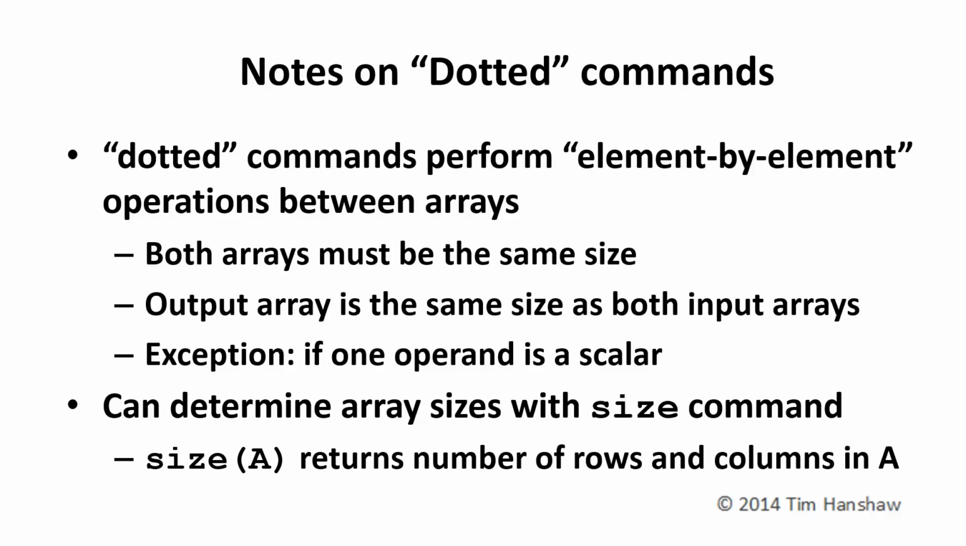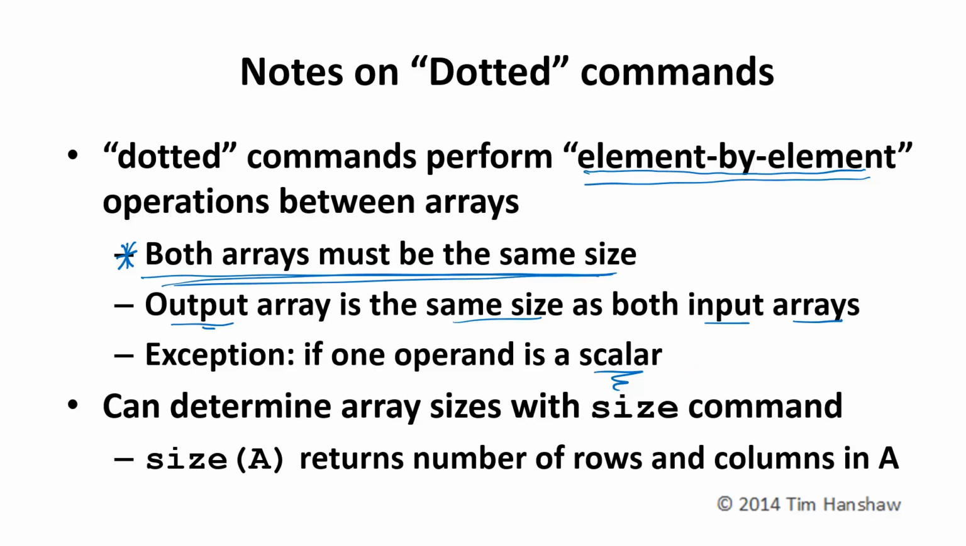A few notes on the dotted commands. Since these perform element by element operations, it implies that both of the arrays must be the same size. I can't perform an operation on corresponding elements if there isn't a corresponding element there. It also implies that the output array is going to be the same size as both of the input arrays. There's an exception. If one of the operands is a scalar, just a single number, that operation is applied to every element in the array.